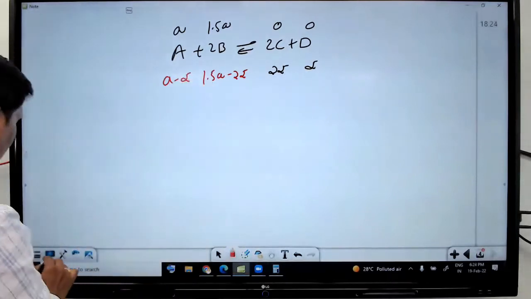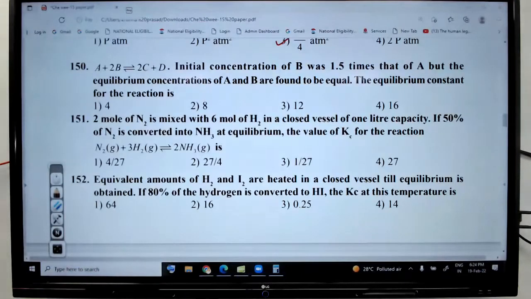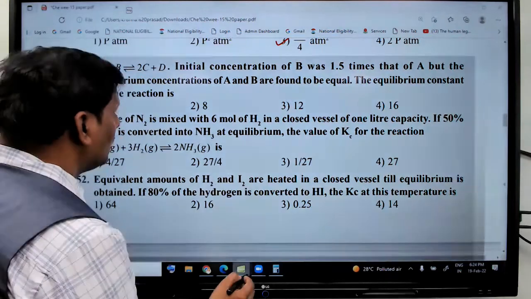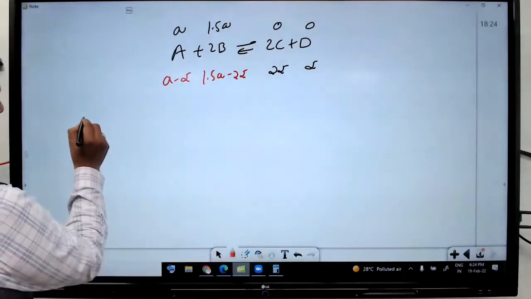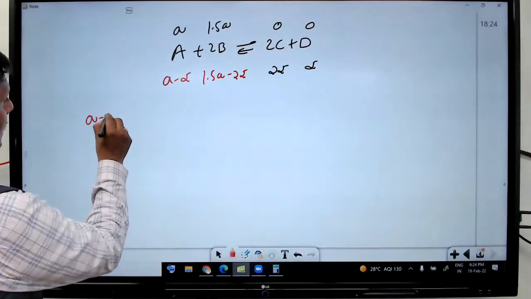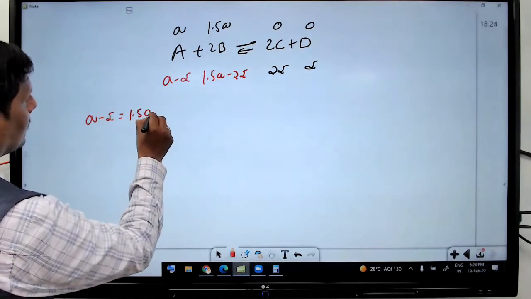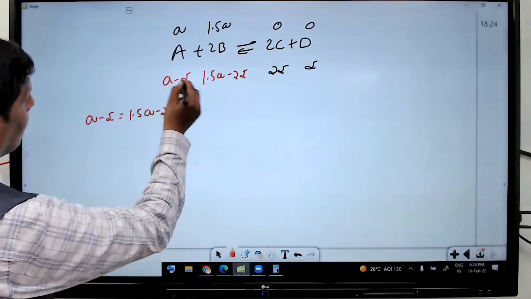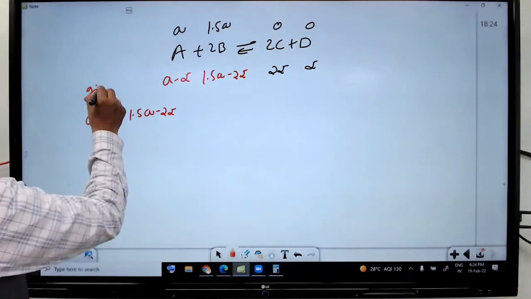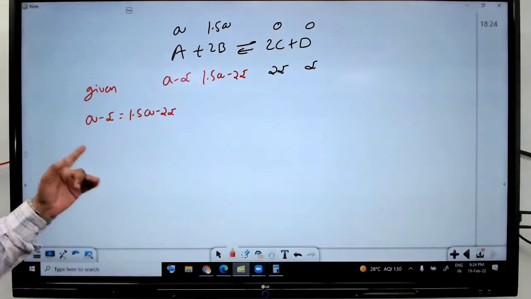But what is given, sir, आप देख लीजिए what given है. But the equilibrium concentrations of A and B are found to be equal. This is given. अच्छा, this is found to be equal. That means A minus alpha should be equal to 1.5A minus 2 alpha. These two are given equal. This is the given condition in the problem.